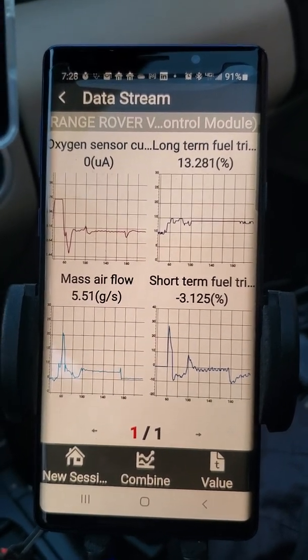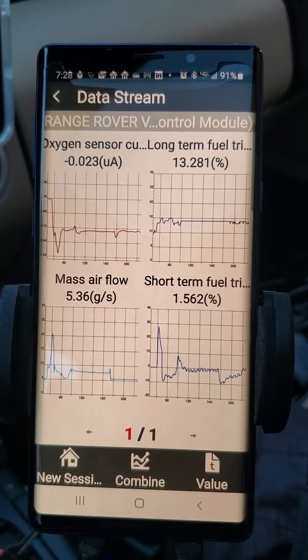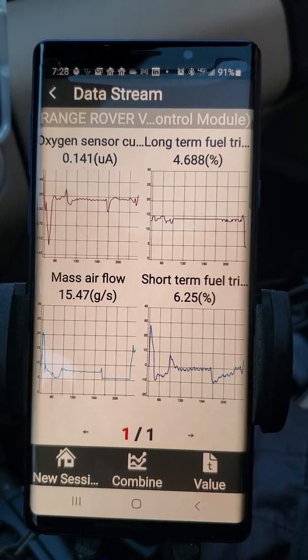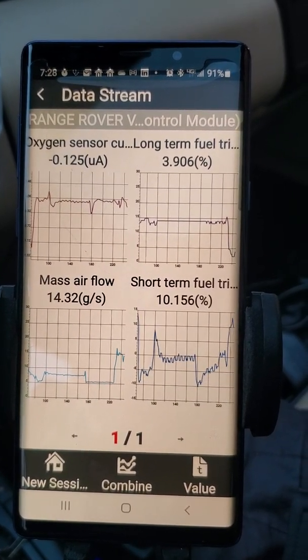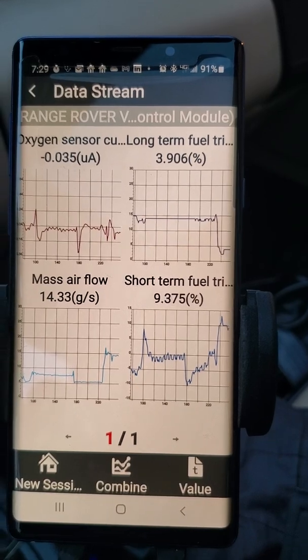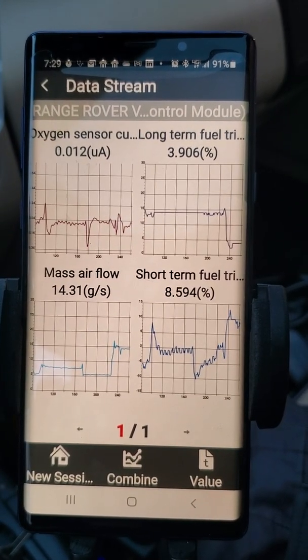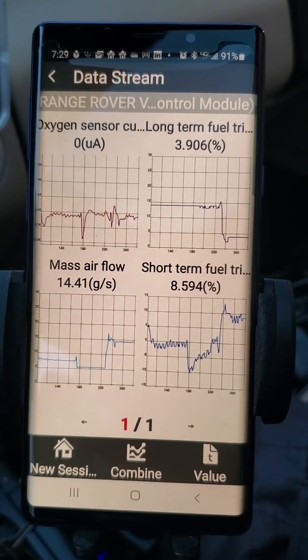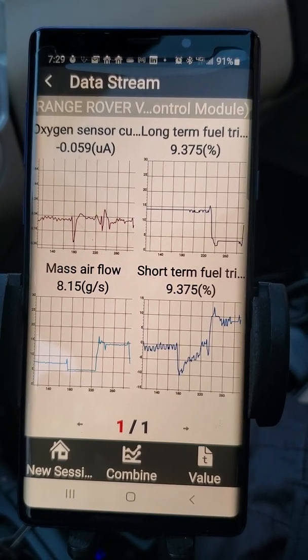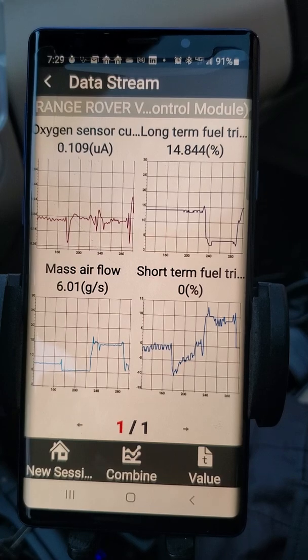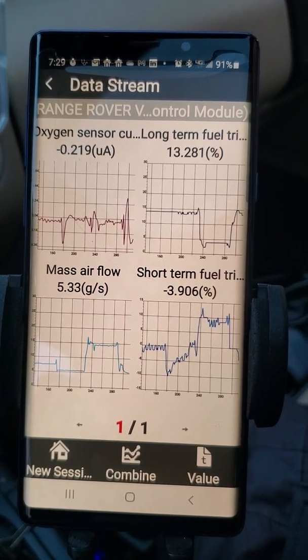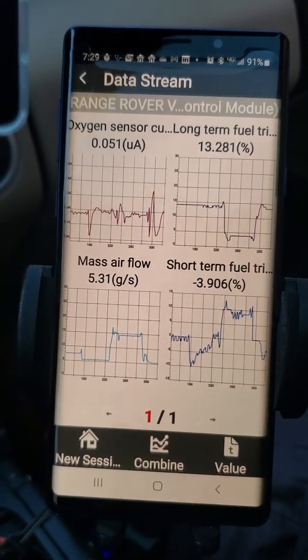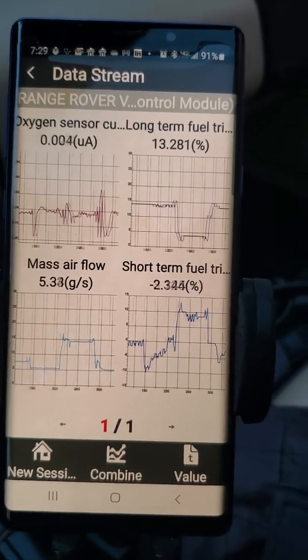So we'll increase the RPMs to 2000 while in park, went as high as 2200. Again, the vehicle's only been driving for 15 minutes right now, or actually about 25 minutes.